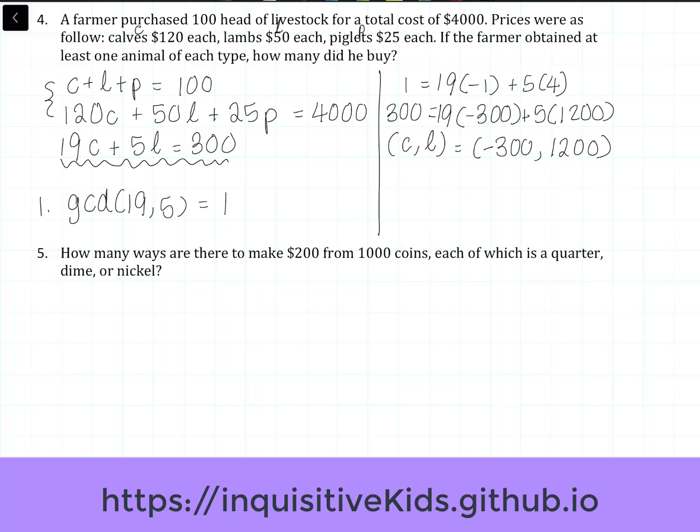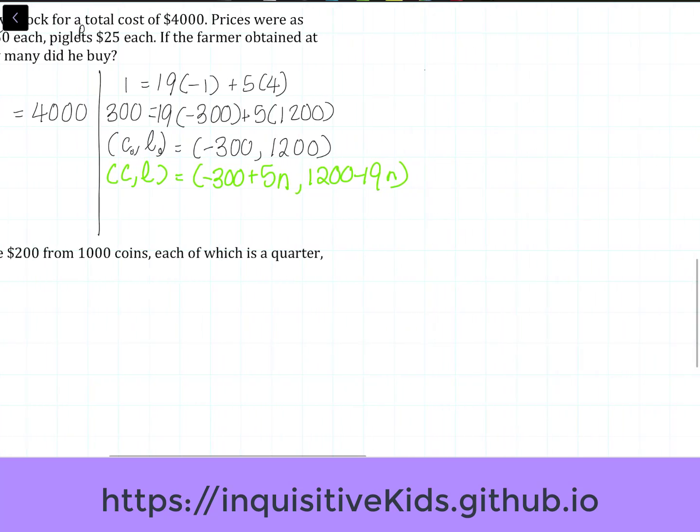Now to find the general solution, what we can do is using the original formula, C comma L is equal to negative 300 plus 5n, and y values can be expressed as 1,200 minus 19n. Now the next step is to just solve for specific solutions.